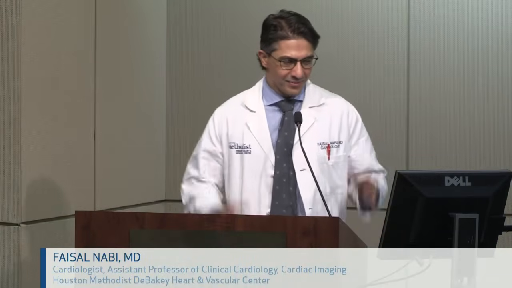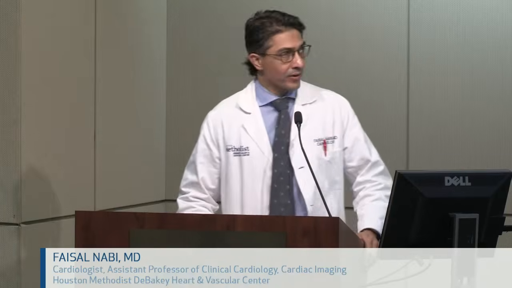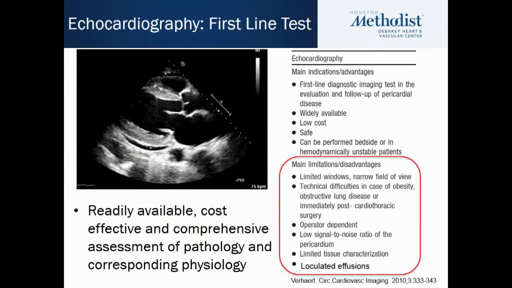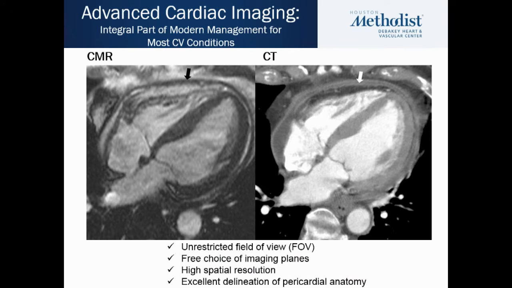Good afternoon. I will be talking about CT and CMR and how we can apply it to pericardial disease. So just some introductory slides. Echo is the first-line test for this modality. However, there are some limitations which we are all aware of. It can be, in my opinion, very, very hard to see the pericardium with echocardiography. And then depending on windows and whether an effusion is loculated, you can have difficulty there as well.